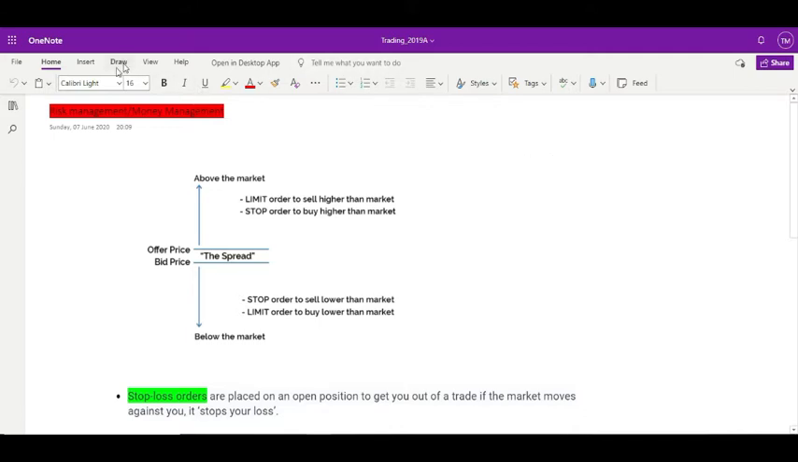So here we'll be explaining about risk management, or what we call money management. How do you protect your account as a trader, right? Let me take my drawing tools.